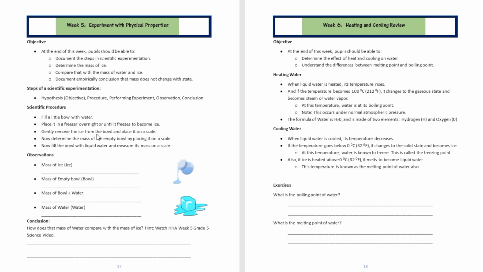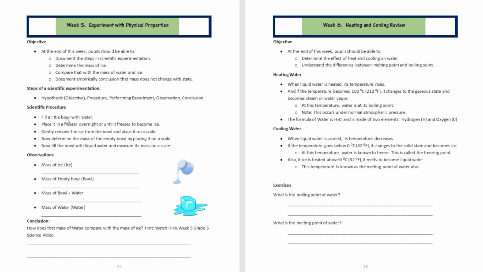What are we going to do with this experimentation? We are going to walk through the different steps of scientific experimentation like we did before. We're going to be talking about the hypothesis, the procedure, performing the experiment, documenting observations, and then drawing a conclusion based on that. So what's the procedure right now?